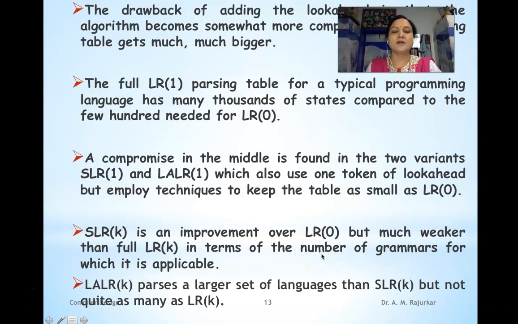Normally, the number of grammars that can be parsed by LR1 is the highest, the second is LALR1, and the third is LR0. The reason is that LR0 is the weakest parser. LALRK parses a larger set of languages than SLRK, but not quite as many as LRK.